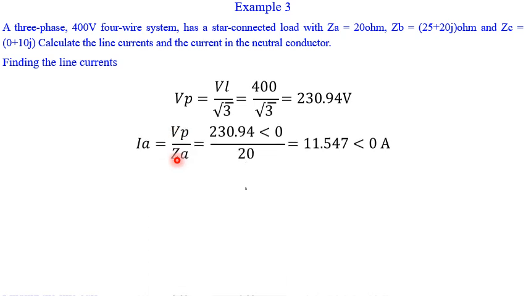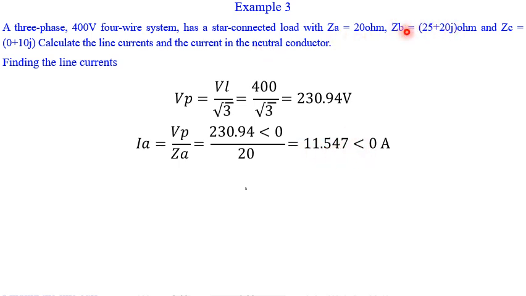Afterwards, we can now calculate the line current. To calculate the current in the first one, IA is equal to the phase voltage divided by the impedance in that branch. So our VP was 230.94 angle 0 divided by 20. Then we get this answer, 11 point this.